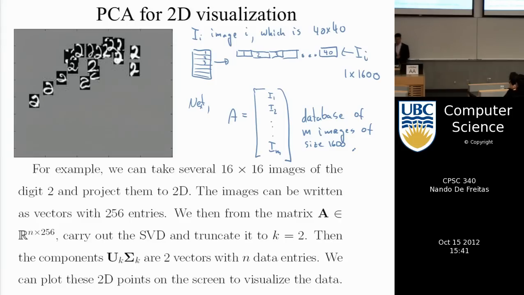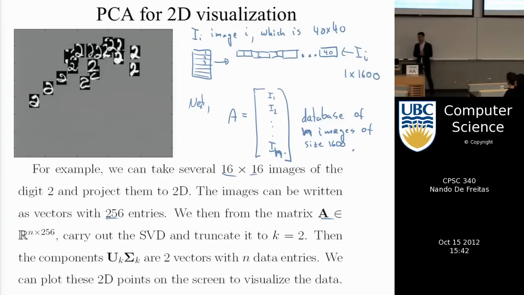Once I do that, and in this case I actually did it for 16 by 16, in which I would have 256 numbers, I form my matrix A, which, let's try to be consistent, is of size n by 256. And now what we do is we apply the SVD to A, which is that one line in Python. You call the SVD, and it returns U, sigma, and V.